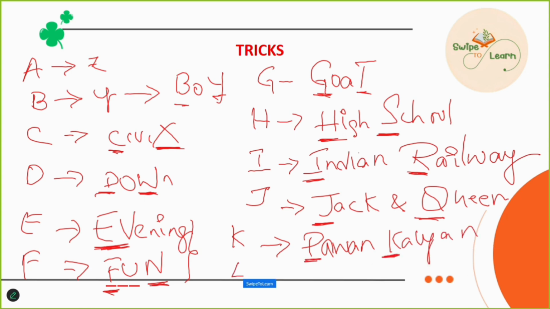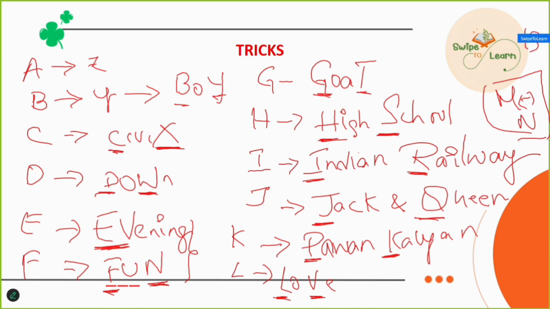And for L, you can remember the word love. L and V are opposite to each other. And finally M. M is opposite to N. So with M, we have completed 13 alphabets. So these are the reverse of the alphabets. So B for boy, C for civics, D for down, E for evening, and F for fun. Similarly, you can remember all these alphabets in an easy way.